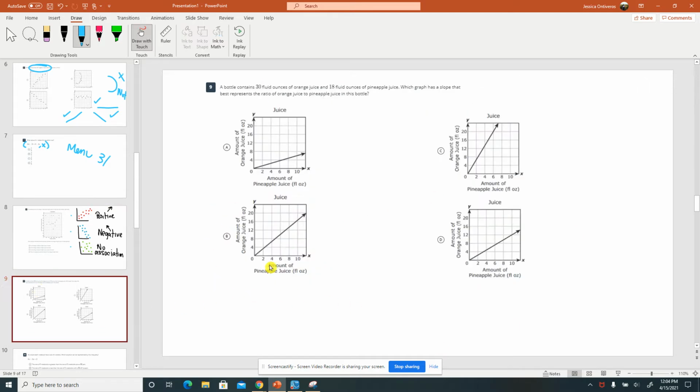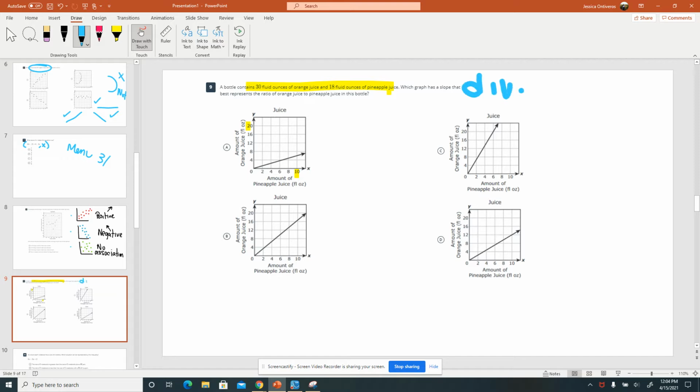Okay? For number 9, it says a bottle containing 30 fluid ounces of orange juice and 18 fluid ounces of pineapple juice. Which graph has a slope that best represents the ratio? Okay, well, notice again, like number 1, there is no 30 ounces of orange juice. It only ends at 20. And then the pineapple, it ends at 10. So what are we gonna do?